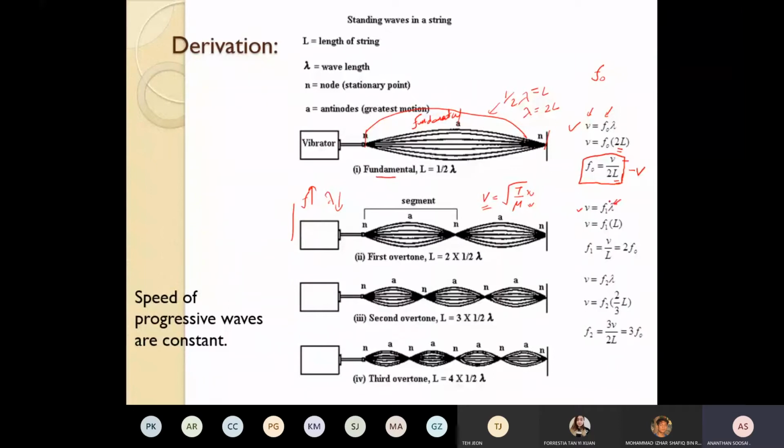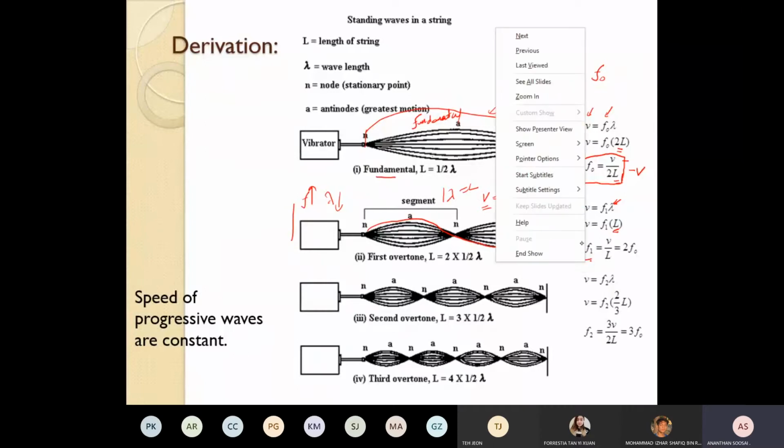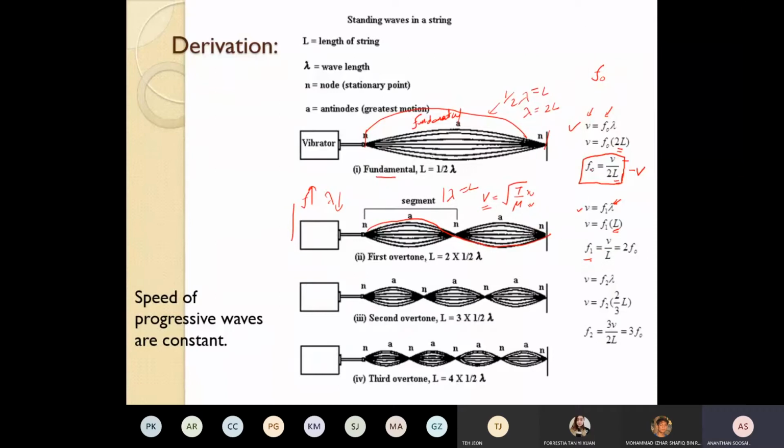Now we find the new lambda. How many lambda is this? One going up and coming down is actually 1 wavelength. So 1 wavelength is L, and lambda is L. So F1 is V over L, the new frequency. Now compare F1 with F0. F0 is V over 2L, F1 is V over L. Dividing V over L by V over 2L, you get 2F0.